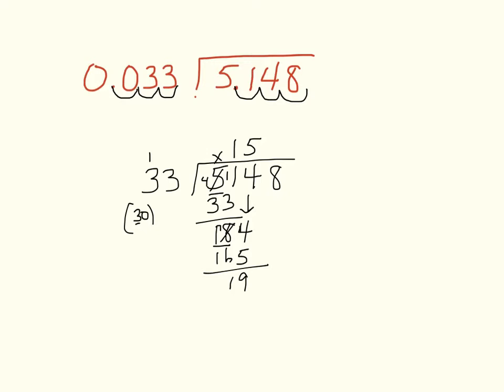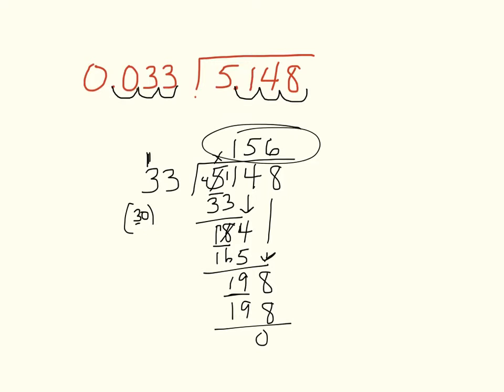19 is less than 33, and I bring down my 8. 3 goes into 19, and this time I'm going to try 6. 6 times 3 is 18. 6 times 3 is 18, plus 1 more is 19, and I get my answer without a remainder.